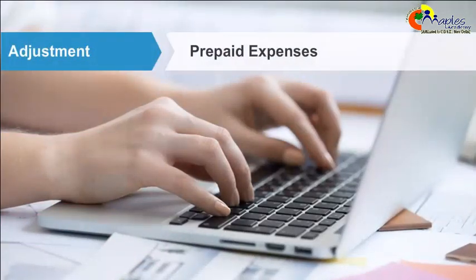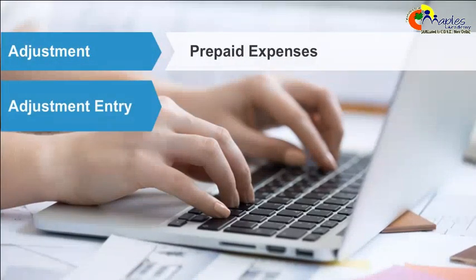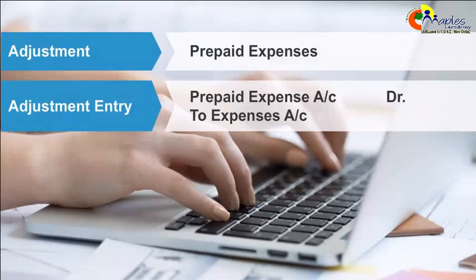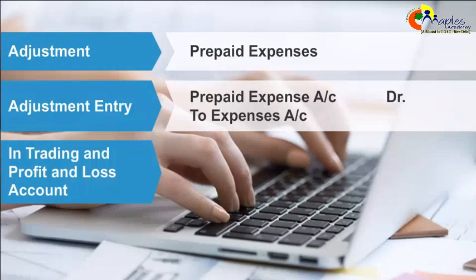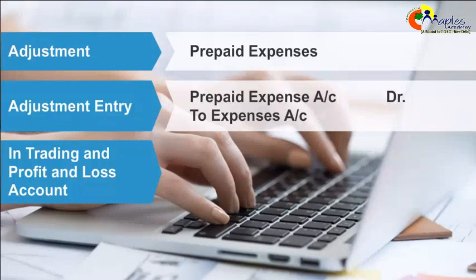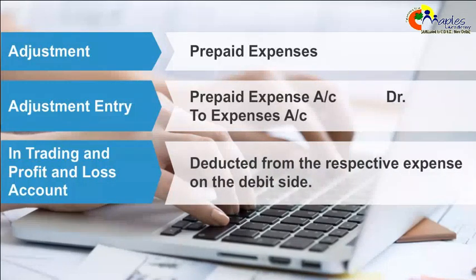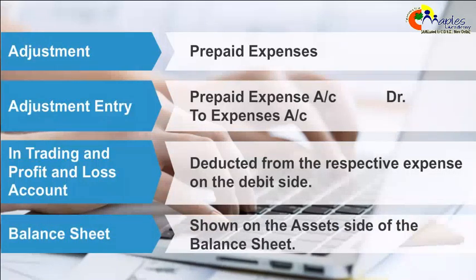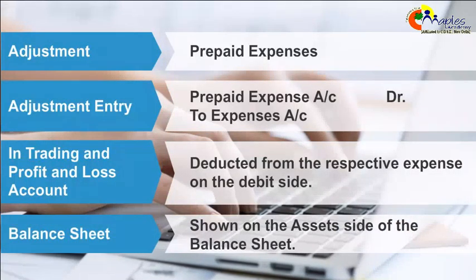Adjustment: prepaid expenses. Adjustment entry: prepaid expense account debited to expense account. In trading and profit and loss account, deducted from the respective expense on the debit side. In the balance sheet, shown on the asset side.